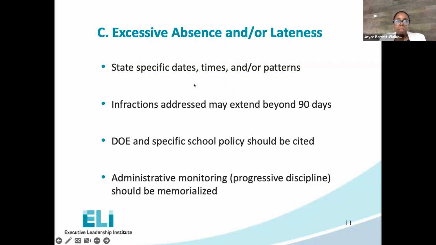Someone asked, you said letters to file must be 90 days from the incident excluding vacation. Is it 90 school work days or 90 calendar days? It's 90 school work days.